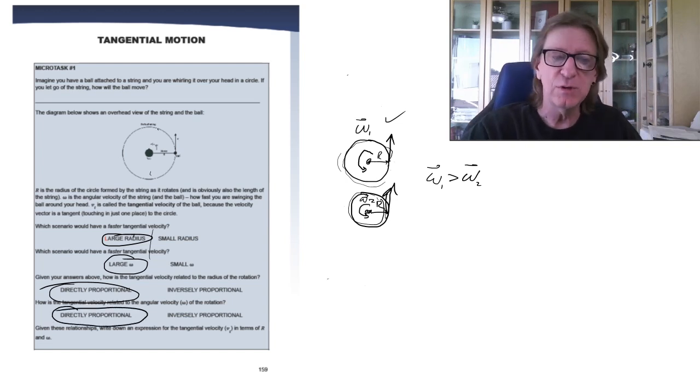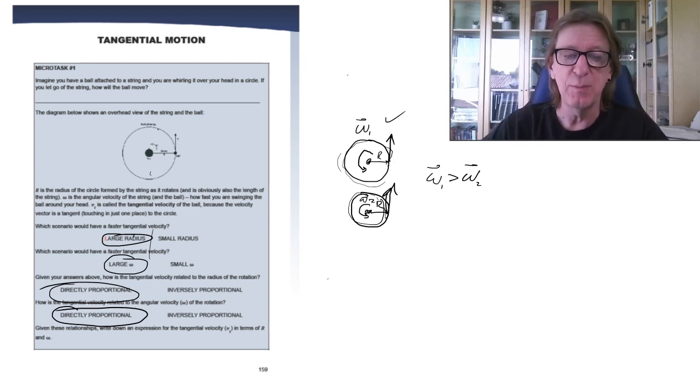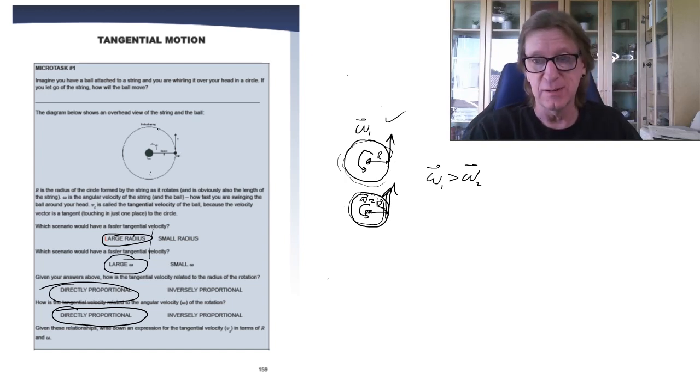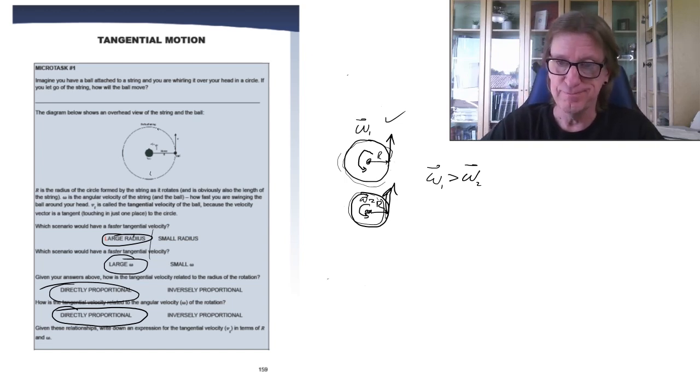All right, so now what I want you to do is, given that, pause the video and come up with a mathematical expression that relates the tangential velocity, this VT, this along-track velocity, to the radius and to the angular velocity. Pause the video, do that now.